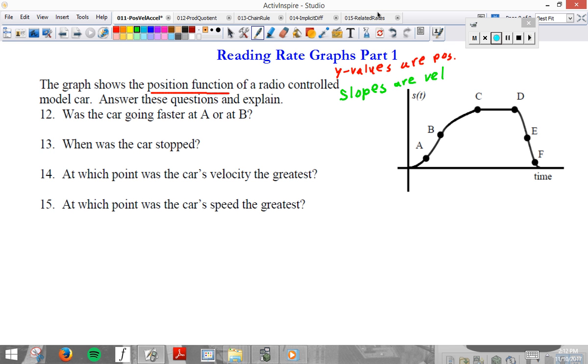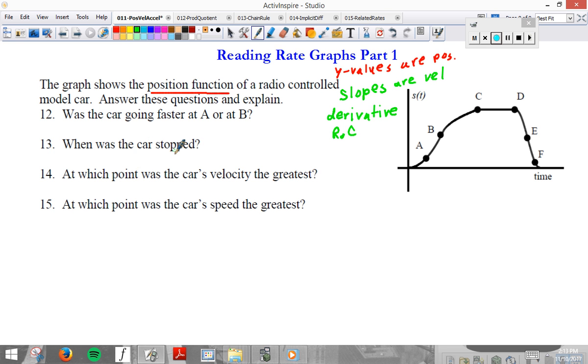Now this is ending up being very confusing for some students. The idea is the slopes would be the derivative of the y value, or the rate of change of the y value. So because we have the y values here, our positions, our slopes, our rate of changes will be velocity.